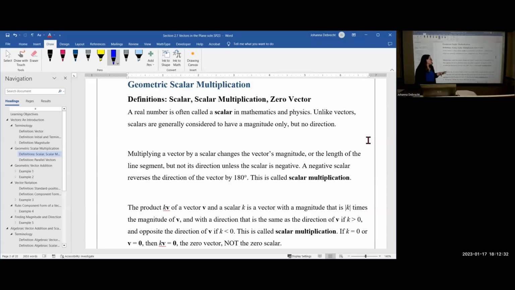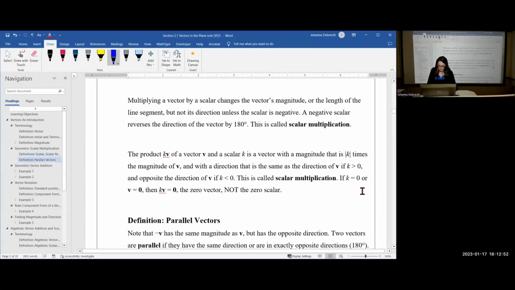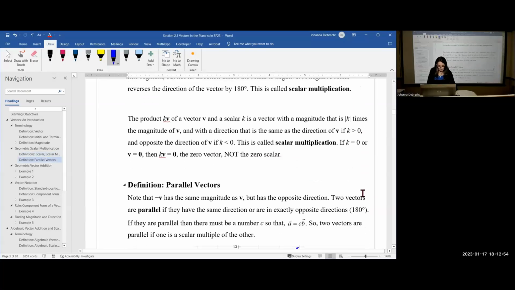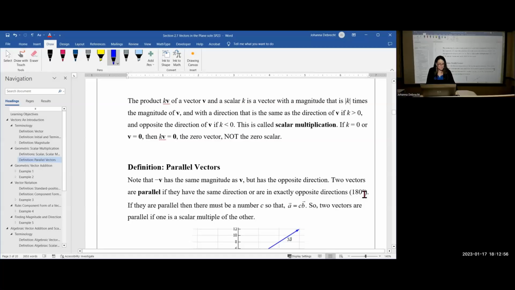So multiplying by scalars changes the magnitude of the vector. It won't change direction, but it'll change the magnitude, unless we multiply by a negative, and that will reverse the direction, all right? This is what we call scalar multiplication. Looking down here, if we're going to use a scalar, then we'll typically use something like the letter k in italics.